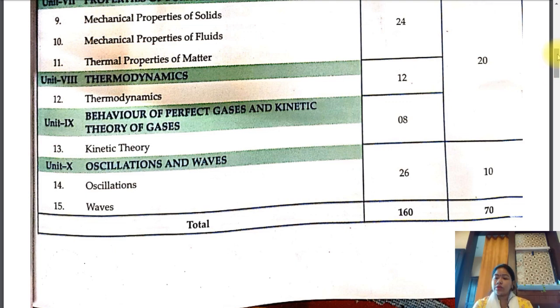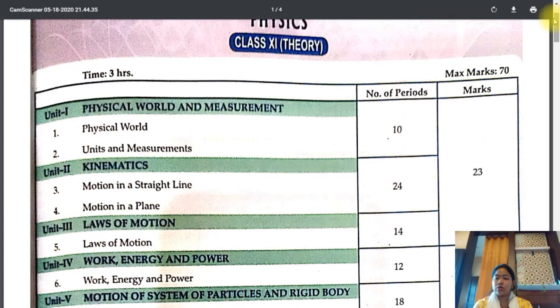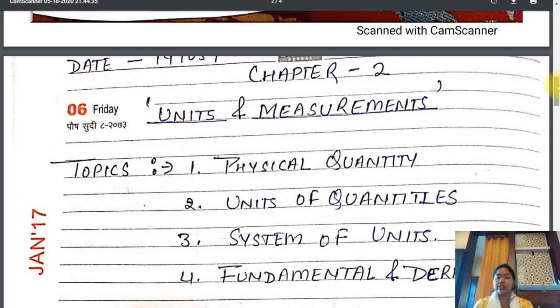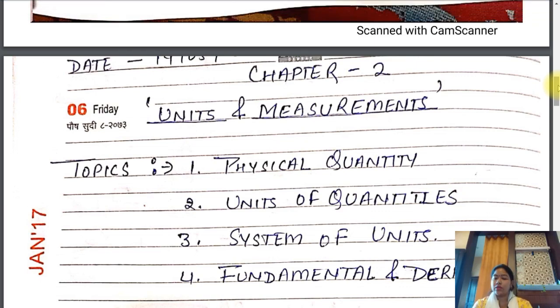So now we are going to start our first chapter, that is Units and Measurement. Before starting the chapter, firstly we will discuss the name of the chapter and the uses of the chapter. So the very first chapter is Units and Measurement. The very first question that comes to our mind is: what is the need of measurement? You all know the need of measurement in our day-to-day life.